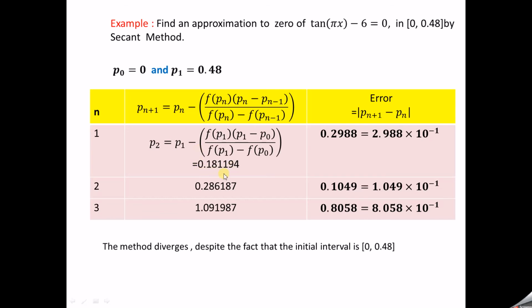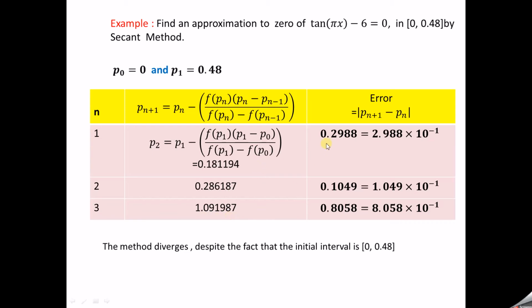Once you get P2, using P1, 0.48, and P2, 0.181194, we can obtain P3 from this formula. 0.286187 is P3. And once you get P3, from P2 and P3 you can get P4, the next approximation.